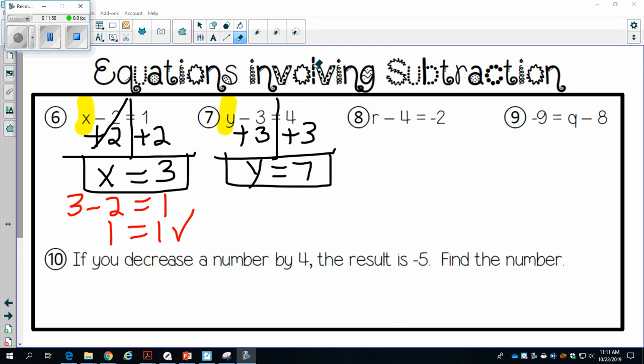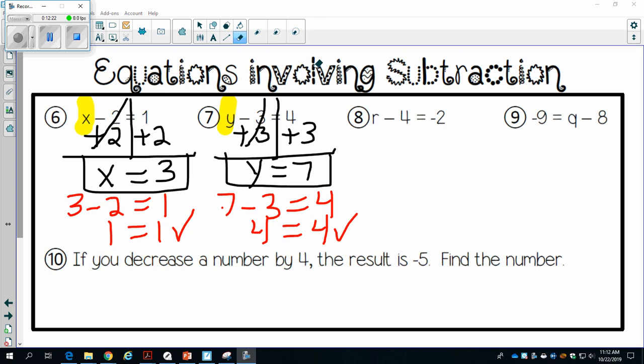There's 4 plus 3 is 7. This over here cancels out. So again, I'm going to do my check. And I'm going to get 7 minus 3 equals 4. Let's see if that's true. 7 minus 3 is 4. 4 is equal to 4. It checks.